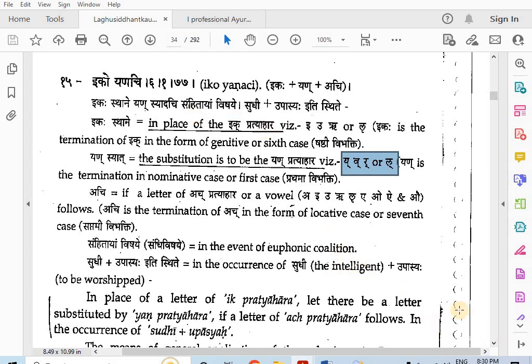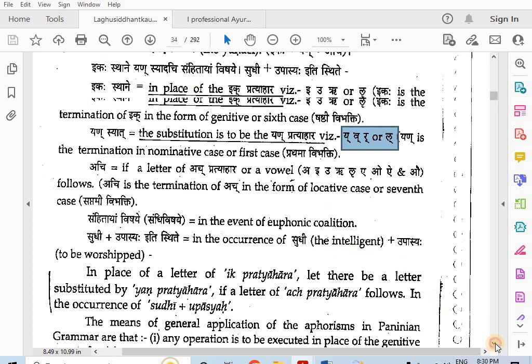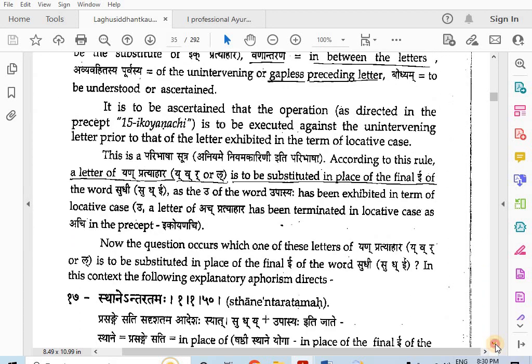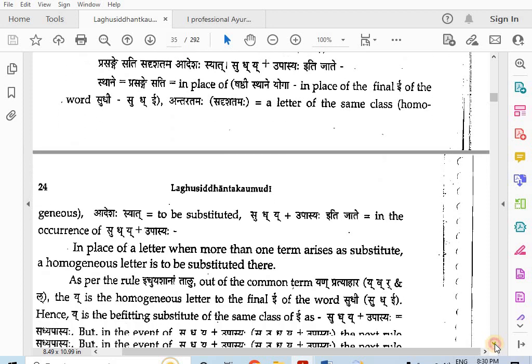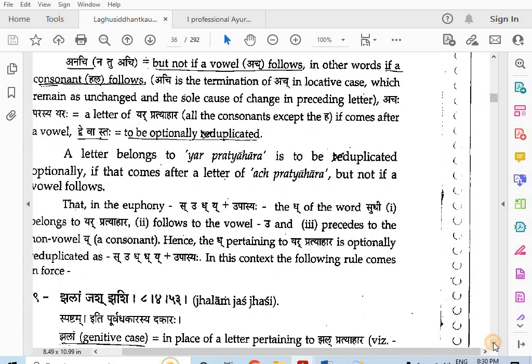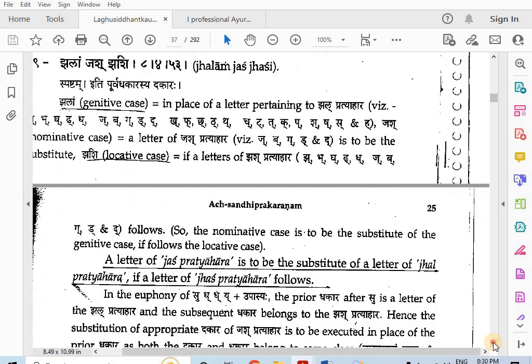Here examples are given actually, but not the end of this sutra, because some extra sutras are also there as per the rules, but we are not going to see these in so much detail. They will not be asked in an exam.